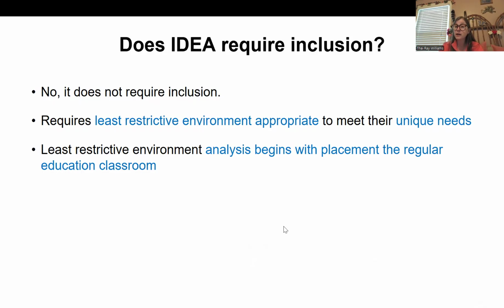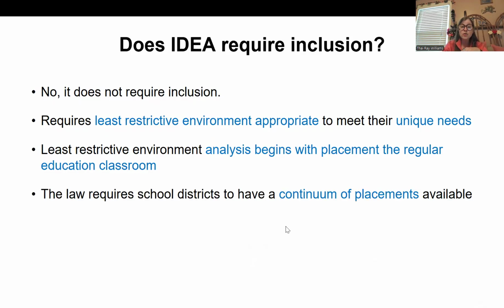Now, I want you to hear that again. When you are thinking about and discussing the least restrictive environment for any student, that analysis of where the student should be, where they should receive services, starts in the general education classroom. The discussion starts there because that is considered overall for any student. If we're looking at what is the general least restrictive environment, it is the general education classroom.